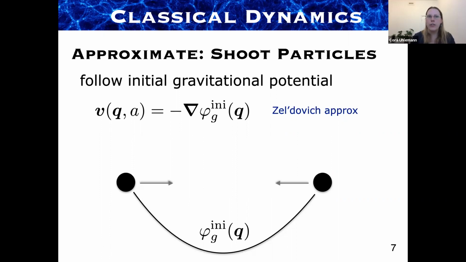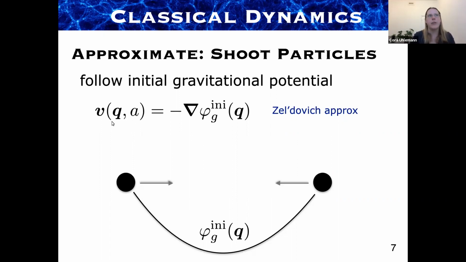And this is what we call the Zeldovich approximation, that essentially describes everything in terms of the initial position of the particle, that I labeled as q here, and then the time at which we are looking, which is here encoded in terms of the scale factor a.